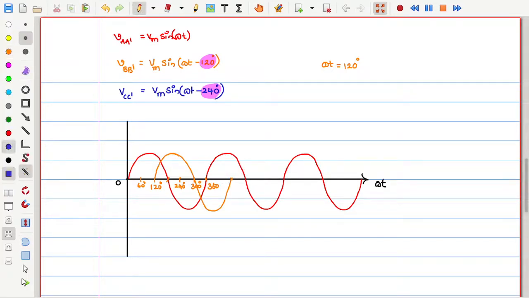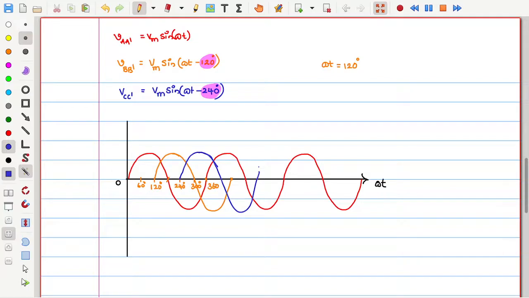Next is this one, omega t minus 240. That means this will start from 240. So how should I draw? Like this. From 240 it goes to 240 plus 180. So till that angle it goes. The wave nature will look like this.